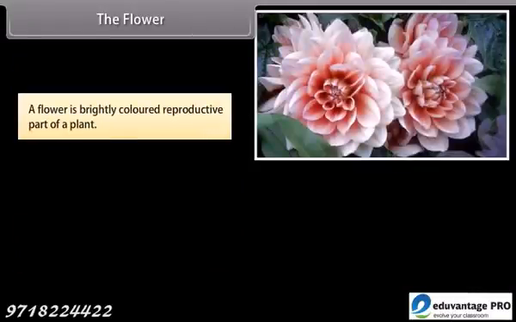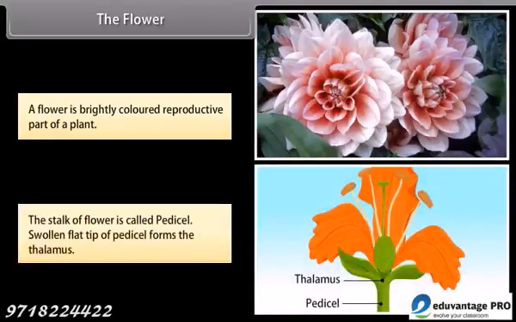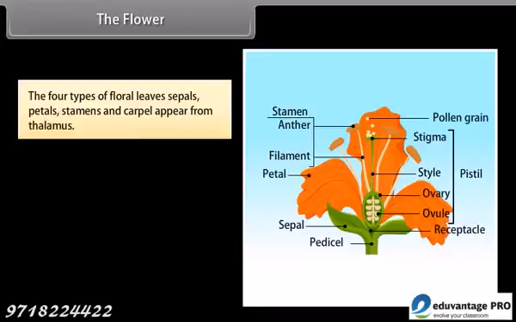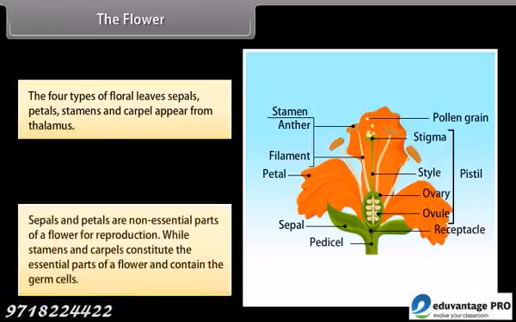The flower. A flower is a brightly colored reproductive part of a plant. The stalk of flower is called pedicel. Swollen flat tip of pedicel forms the thalamus. The four types of floral leaves, sepals, petals, stamens, and carpel, appear from thalamus. Sepals and petals are non-essential parts of a flower for reproduction, while stamens and carpels constitute the essential parts of a flower and contain the germ cells.